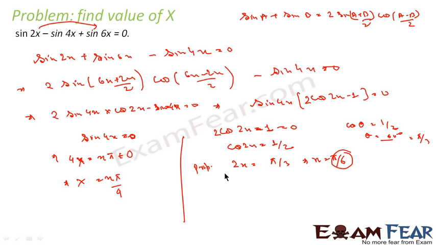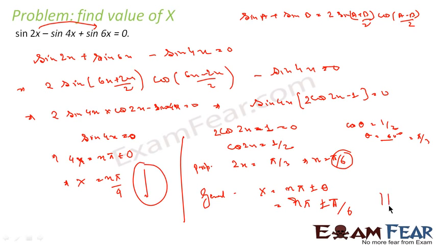Now we want to find the general value. So the general value for x will be, since it is cos, n pi plus minus theta, and theta here is pi by 6, so it is n pi plus minus pi by 6. So we have two solutions, this and this. Either of these is true.